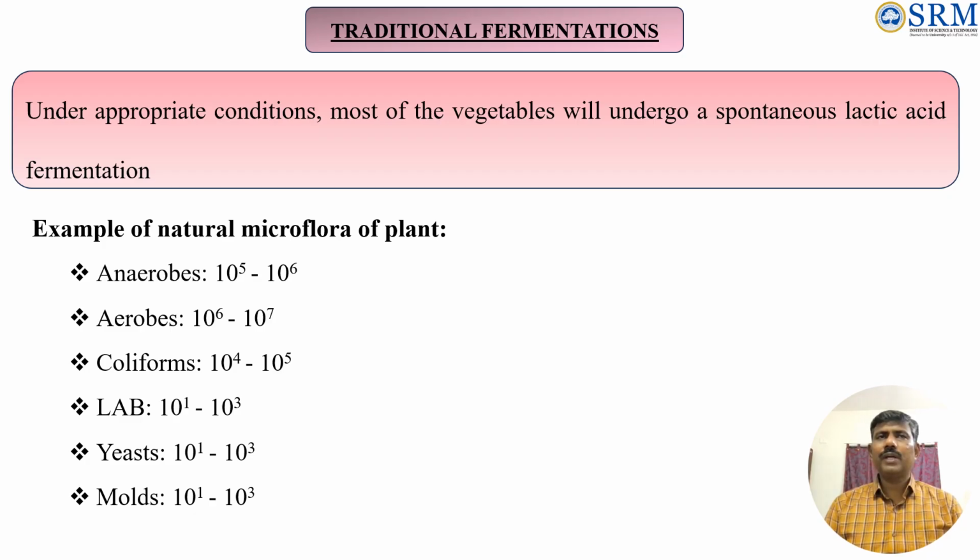The anaerobic microbial load is 10 to the power of 5 to 10 to the power of 6. Aerobic load is 10 to the power of 6 to 10 to the power of 7. Coliform load is 10 to the power of 4 to 10 to the power of 5. Lactic acid bacteria load is 10 to the power of 1 to 10 to the power of 3. Yeast load is 10 to the power of 1 to 10 to the power of 3. Mold load is 10 to the power of 1 to 10 to the power of 3.